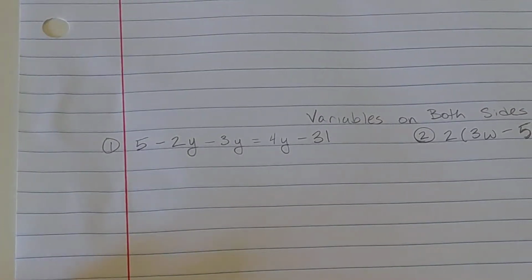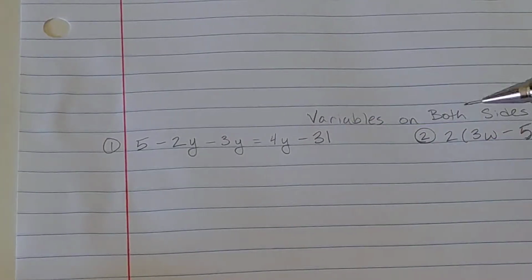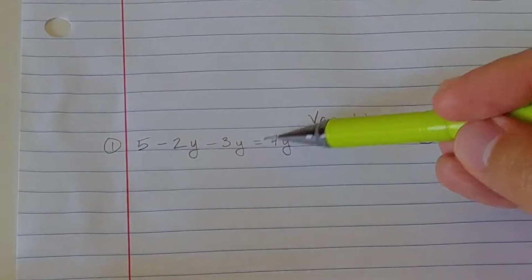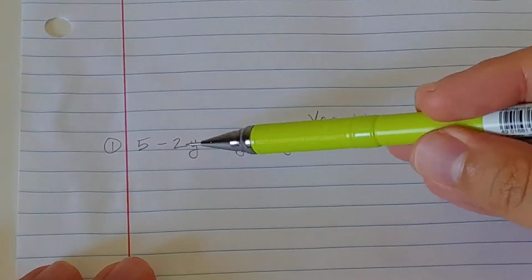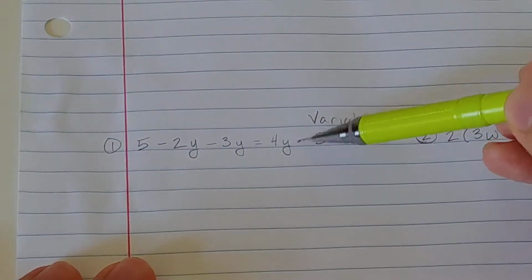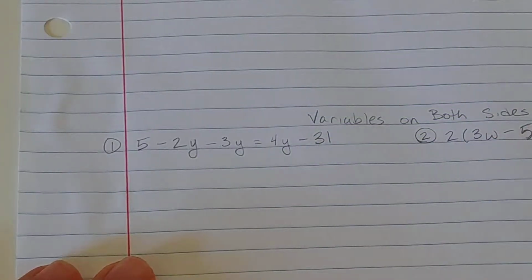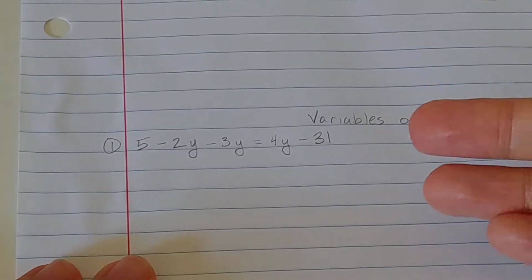All right. So we're going to be solving equations that have variables on both sides. Both sides of what? The equal sign. So we're going to have variables on the left side and variables on the right side. So notice this one. Now the first thing you want to do is combine your like terms first.